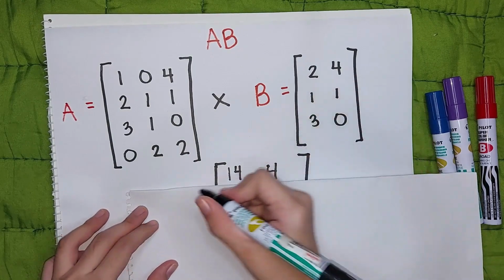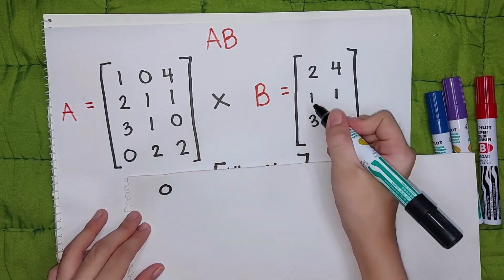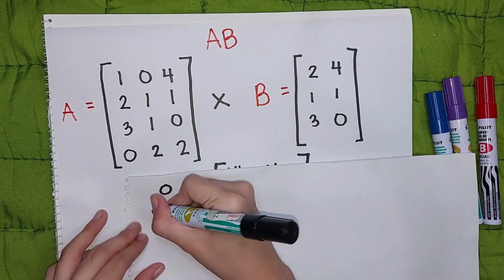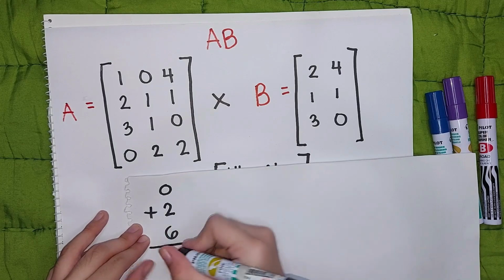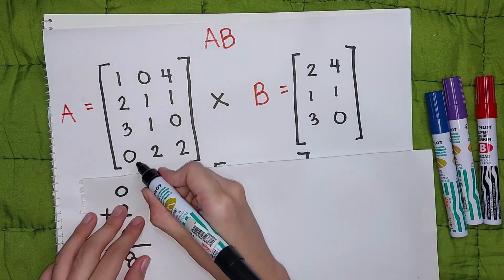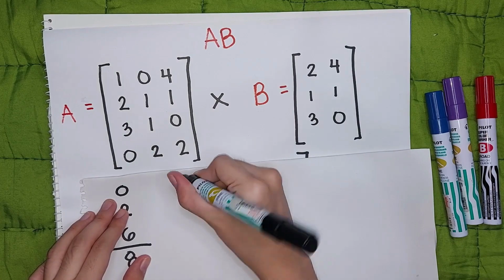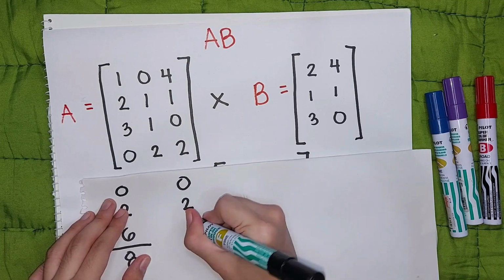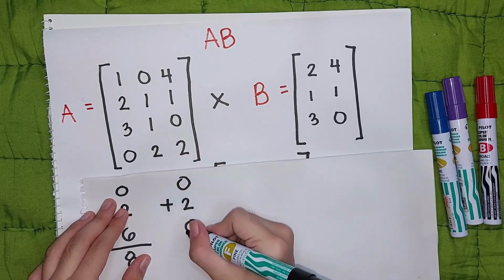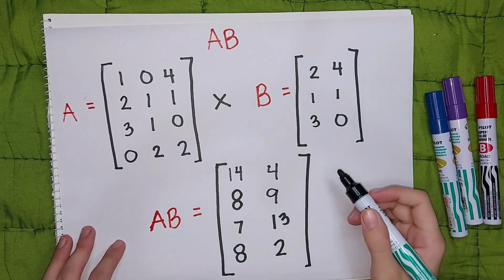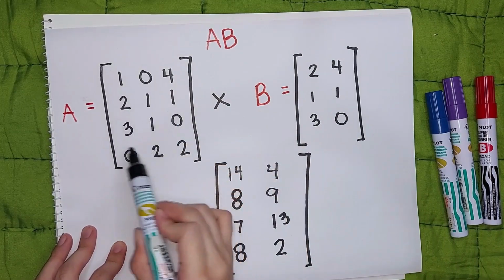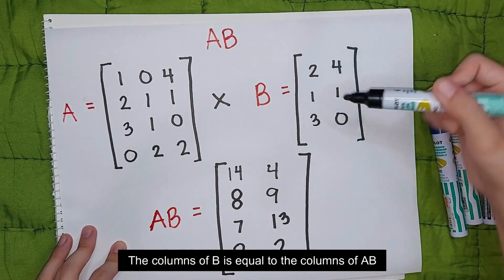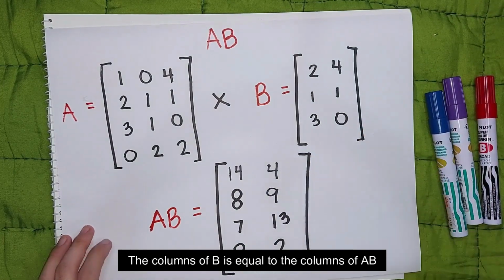Next, 0 times 2 is equal to 0. 2 times 1 is equal to 2. 2 times 3 is equal to 6. 0 plus 2 plus 6 is equal to 8. Okay, 8. Okay, last one. 0 times 4 is equal to 0. 2 times 1 is equal to 2. And 2 times 0 is equal to 0. And 0 plus 2 plus 0 is equal to 2. Okay? And this is the final answer. So, as you can see, the rows of A is the number of rows of A times B, and the columns of B is the number of columns of A times B.